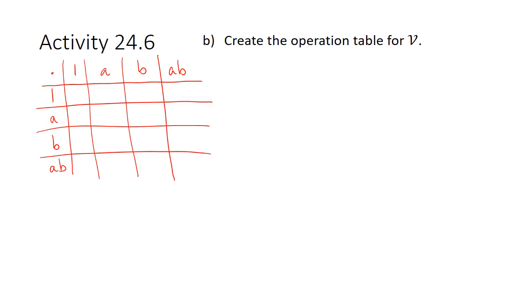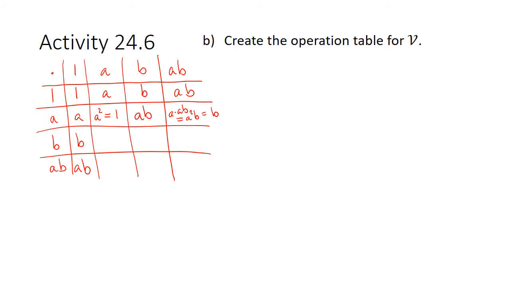Okay, so 1 times 1 is 1, and 1 times A is A, and then actually on the identity row and the identity column, you could just copy these over. Okay, so A times A is going to be A squared, which is equal to 1. And then let's see, A times B is just going to be AB. And then A times AB equals A squared B, which is just going to be B because A squared is 1. Okay.